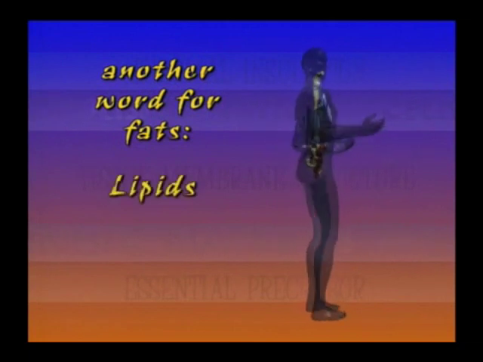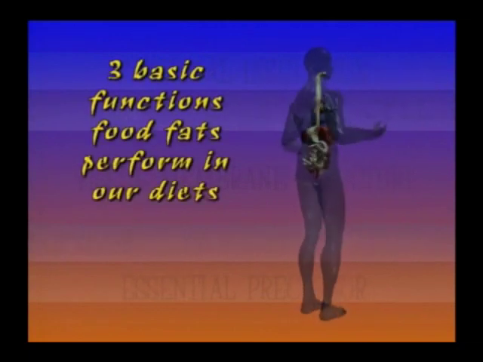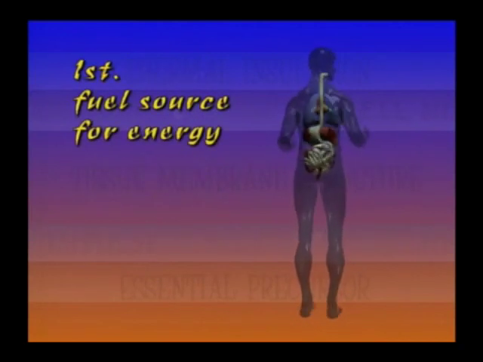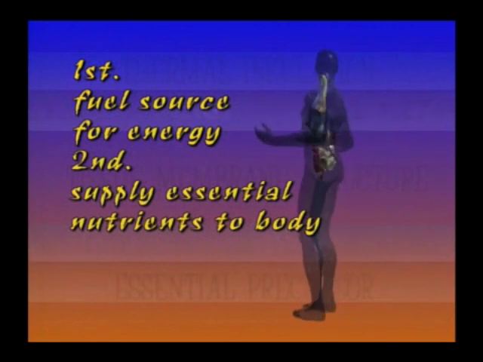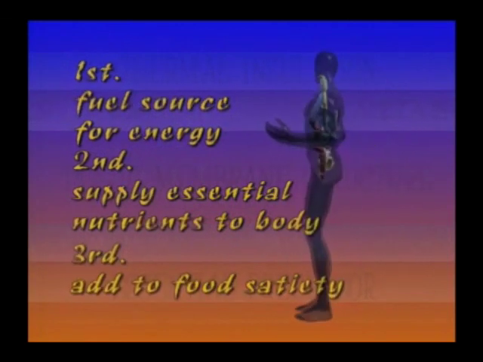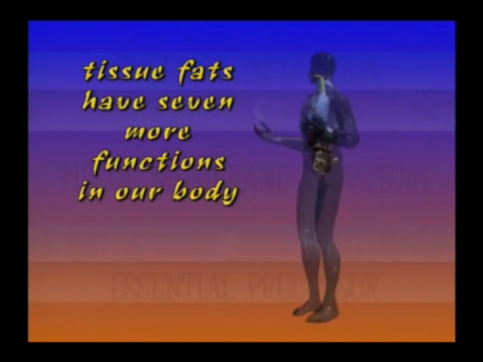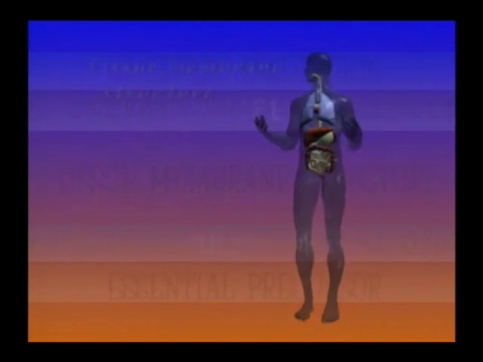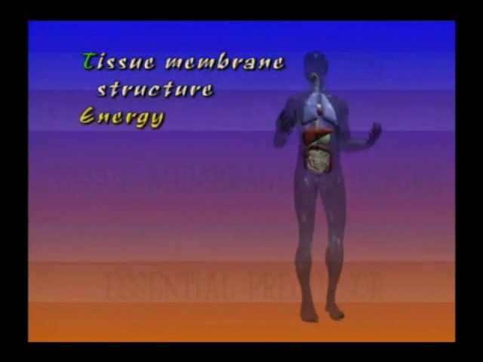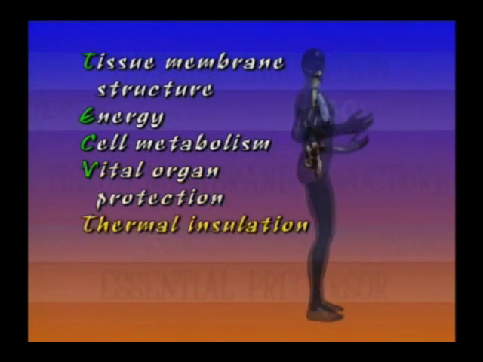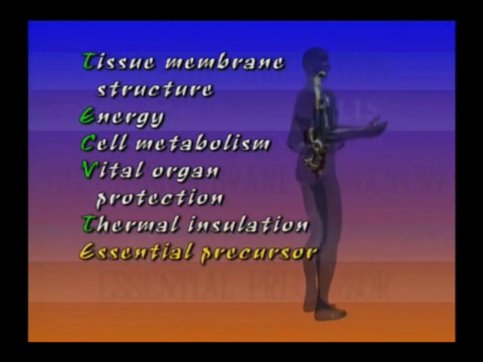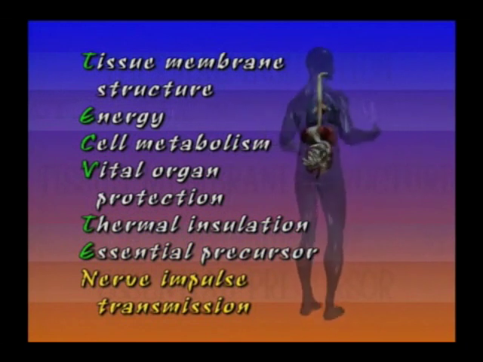Okay, it's time to step back and see what we remember about fats. First off, another word for fats is lipids. There are three basic functions food fats perform in our diets. First, they are a fuel source for energy. Second, they supply essential nutrients to the body. And third, they add to food satiety. Tissue fats also have 7 more functions in our body: tissue membrane structure, energy, cell metabolism, vital organ protection, thermal insulation, essential precursor, and nerve impulse transmission.